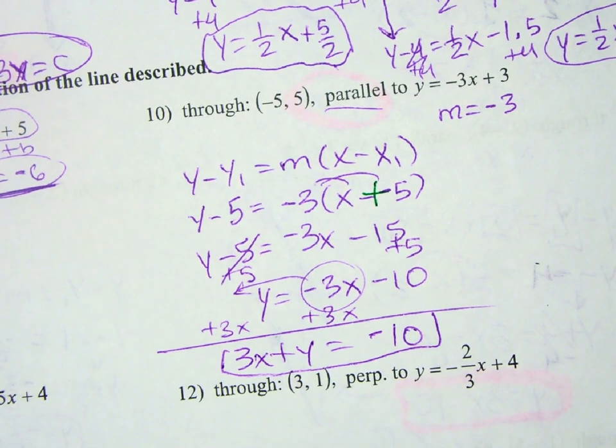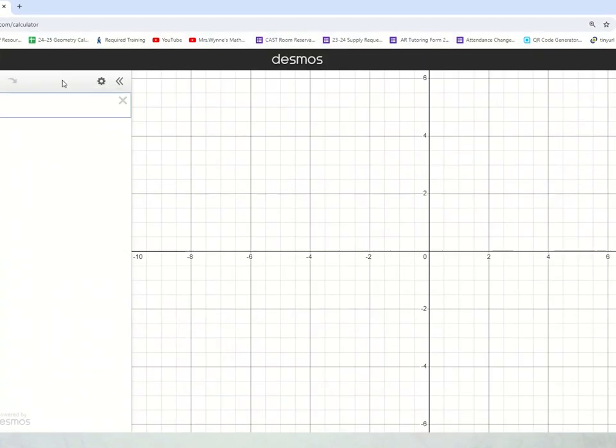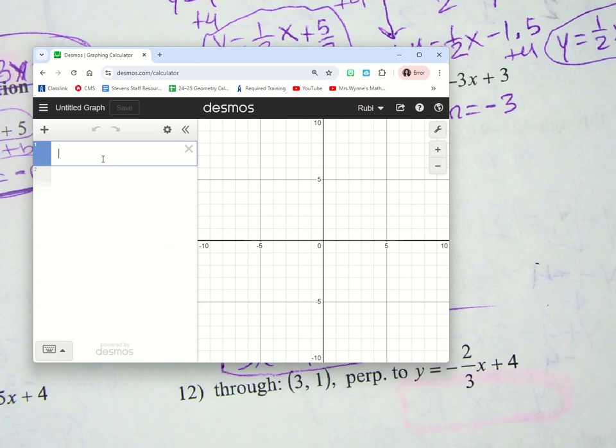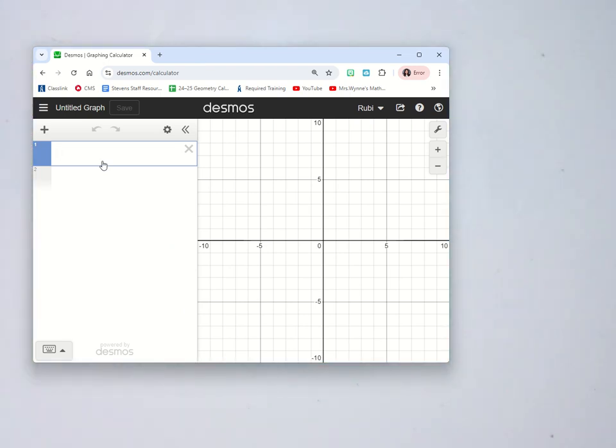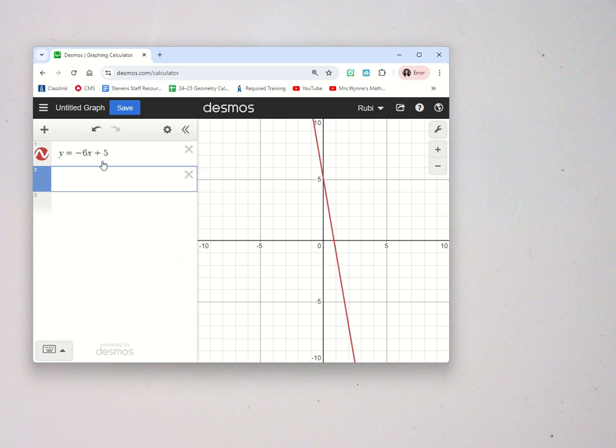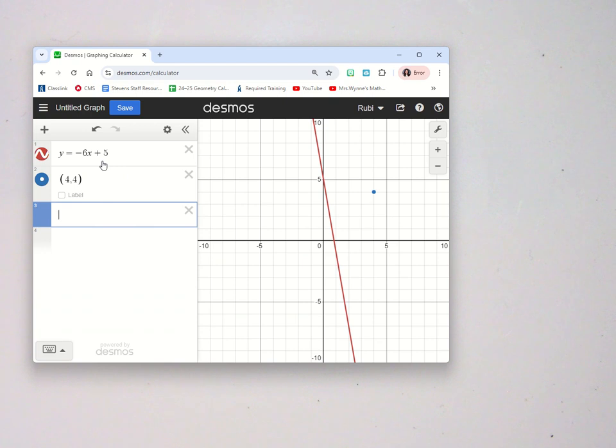If you are in doubt if these questions are correct, you can always graph them on Desmos. Let me just show you these two examples so you can see. For example, the equation they give you on number 9 is y equals -6x plus 5. They want you to write an equation that goes through the point 4, 4. And then the standard form equation that we got was 6x plus y equals 28. So notice that the green line is parallel and going through the point 4, 4.